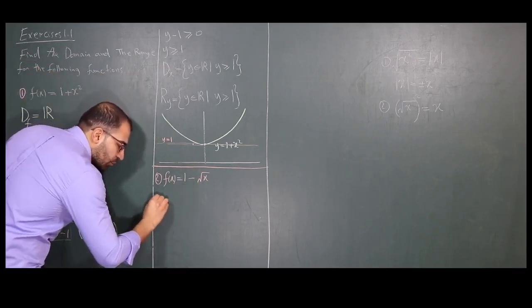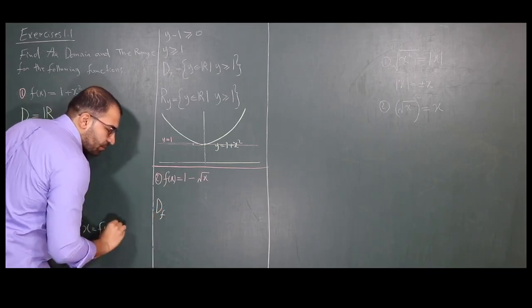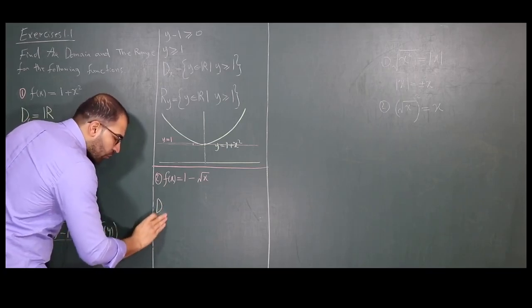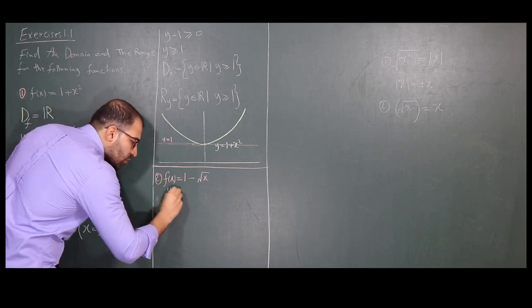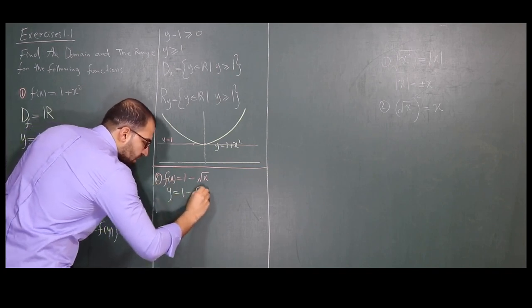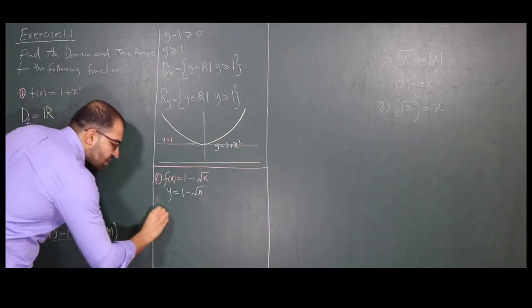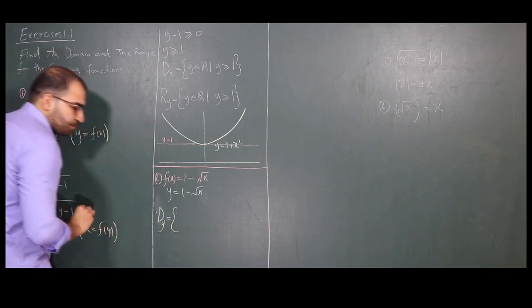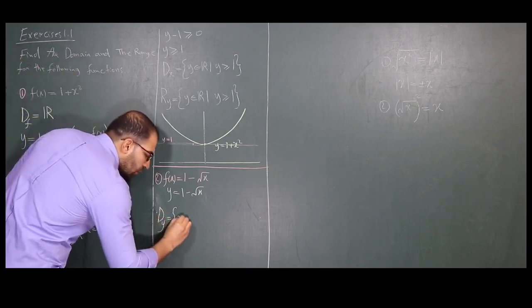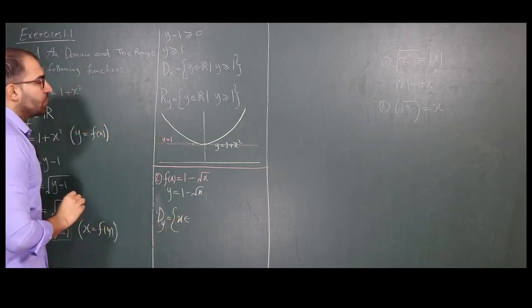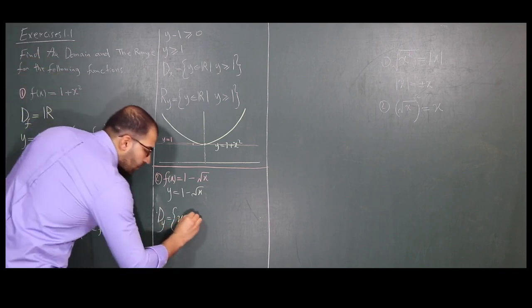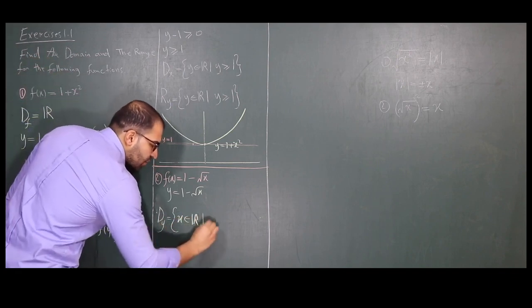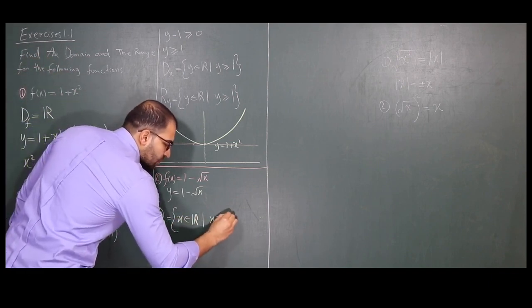So I'm going to put the domain of the function f. Okay, I can call it y, no problem, because I know that f of x equals y, same thing. So I can say the domain of the function y is all x belonging to the real line such that x is greater than or equal to 0.